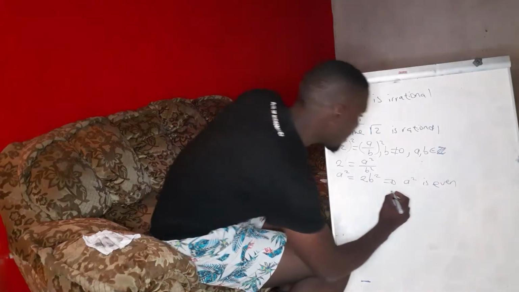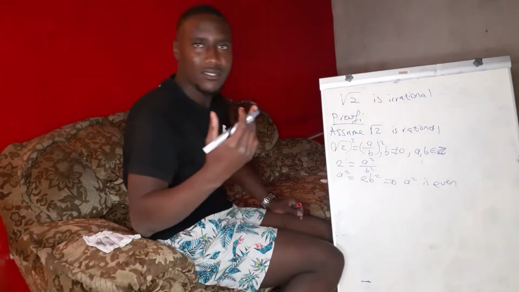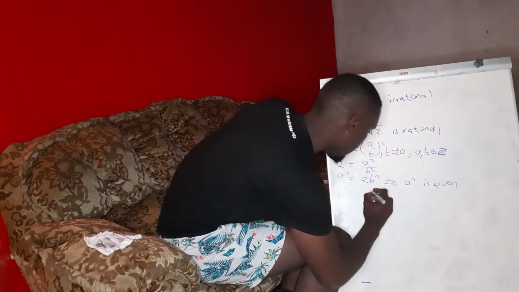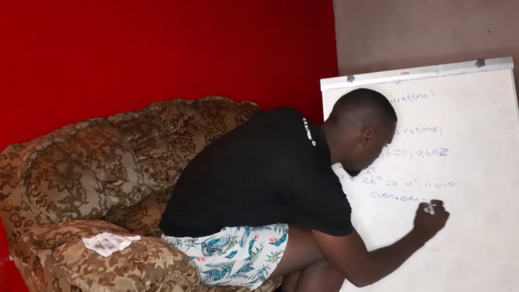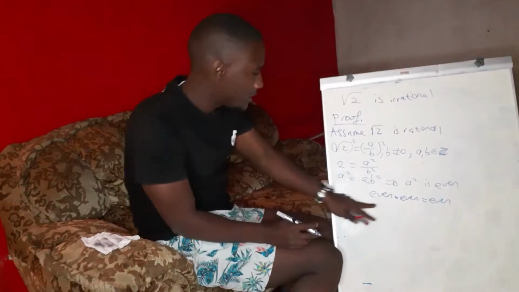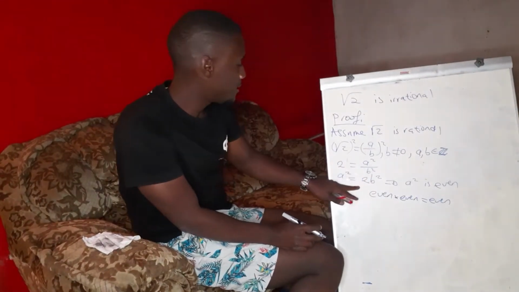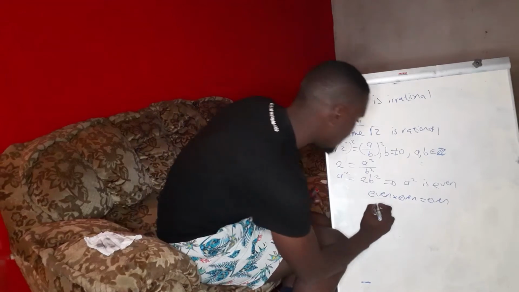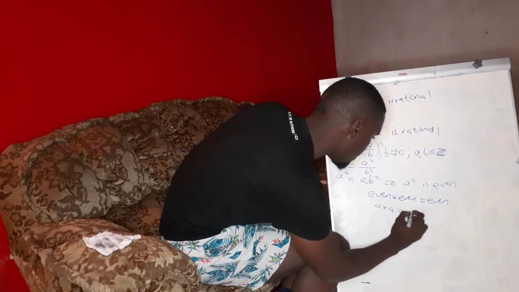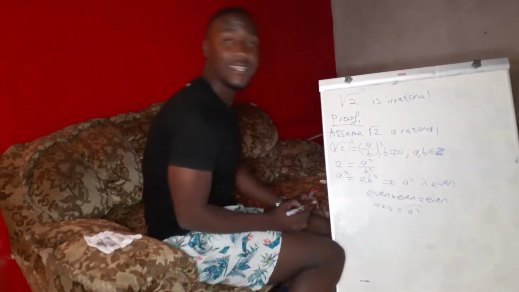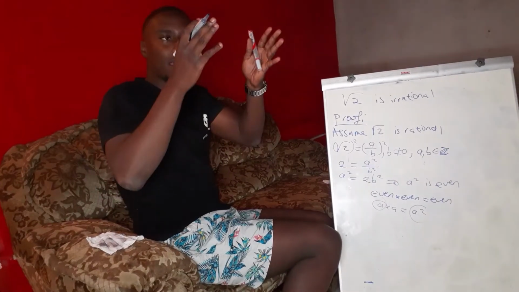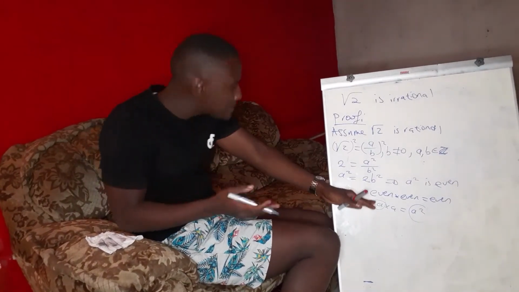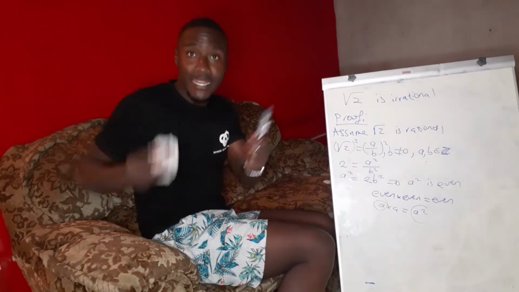Why? Because even times even equals even. And a squared obviously is the result of a times a, and a squared is even, which means a is also even, because for a squared to be even, since it is a product of two a's multiplied together, it means a is also even. So I hope we agree on that one.